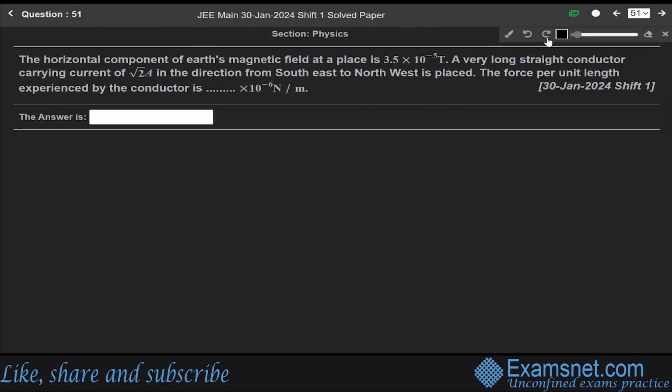So students, the next question is 51. The horizontal component of Earth's magnetic field at a place is 3.5 into 10 to the power minus 5 Tesla. A very long straight conductor carrying current of root 2 ampere in the direction southeast to northwest is placed. We have to find the force per unit length experienced by the conductor. So this question is from the chapter of magnetic effects of current and magnetism.